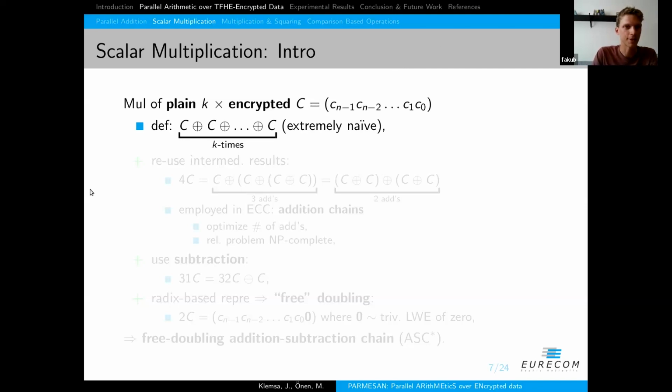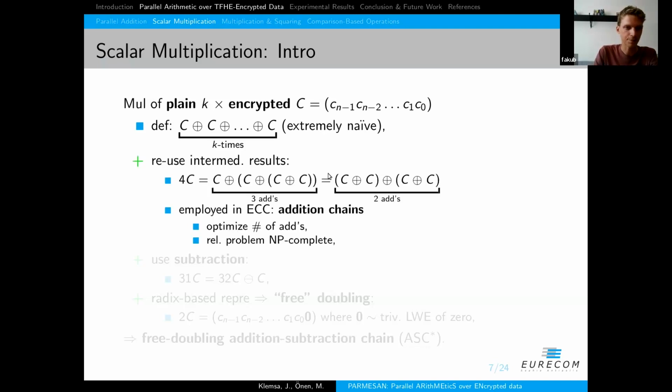By definition, scalar multiplication is a multiplication of a plain integer k and an encrypted number represented as a sequence of n TFHE ciphertexts. And the definition is that we take the operation of addition and we take k encrypted values c and we just add them together. Following this definition, the implementation would take k-1 additions. That would be extremely naive. So what can we do better?